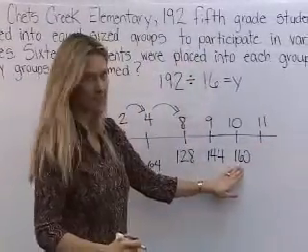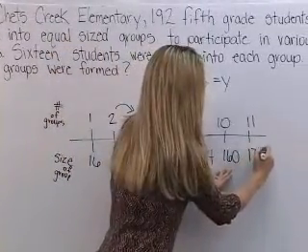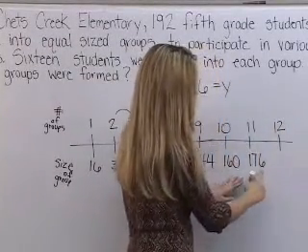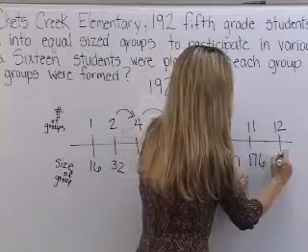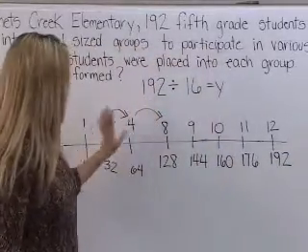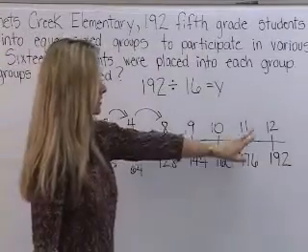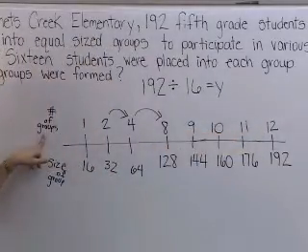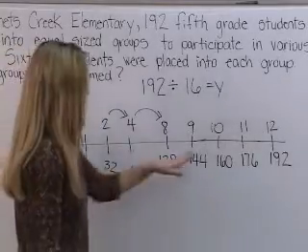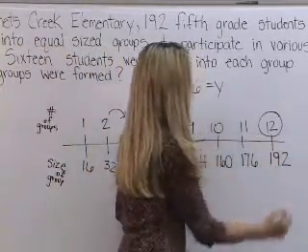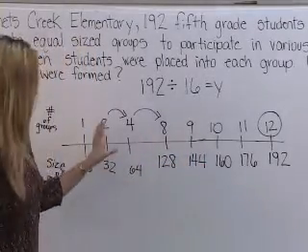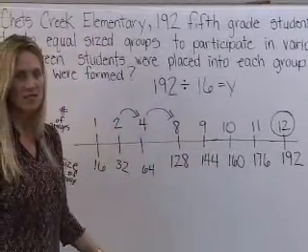11 groups would be 16 more than 160 for 176. And a 12th group of 16 would be 16 more, which would take us to 192. So in the ratio table, we're able to see that with 12 groups, 192 students have been placed, representing the answer.